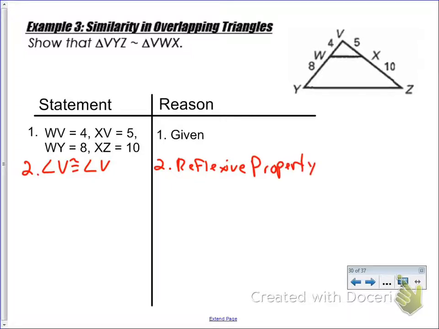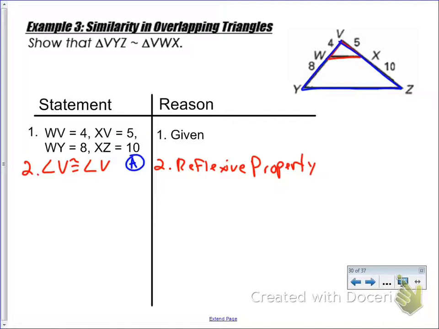Okay, so if we're keeping track here, that's one pair of angles right there. And the only thing I need now is going to be a pair of sides. Now the two triangles I'm looking at are VWX and VYZ. So we want to show that these sides are going to be proportional to each other.